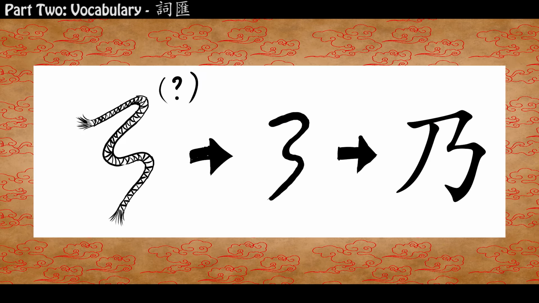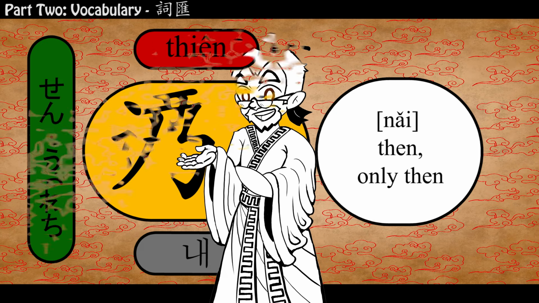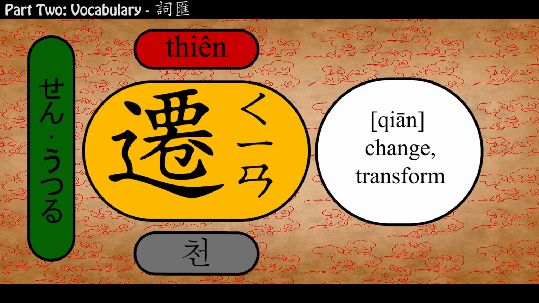乃, then, only then. The exact origin of this character is unknown, but it possibly shows a picture of a rope. The original meaning has long since been lost to time, and 乃 was phonetically borrowed for the meaning then, only then.